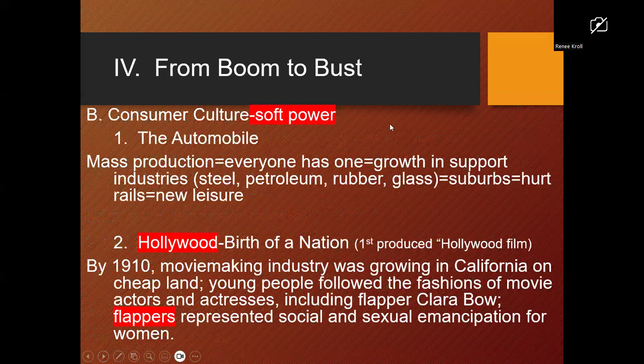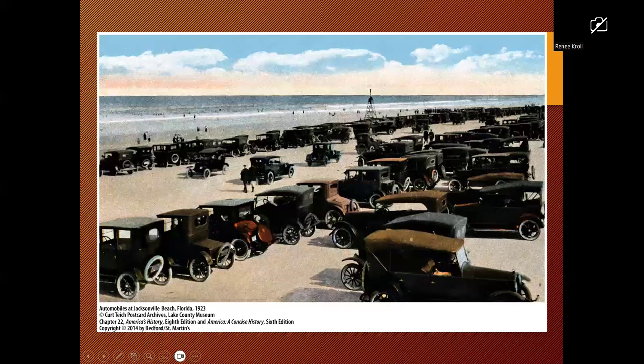Okay, soft power in the automobile. You do have a question about the automobile and the automobile industry. So just make sure you understand that because of Henry Ford and the creation of the automobile, look at all of this mass production that's happening just because of the automobile.